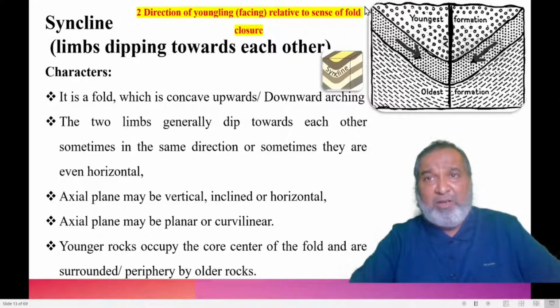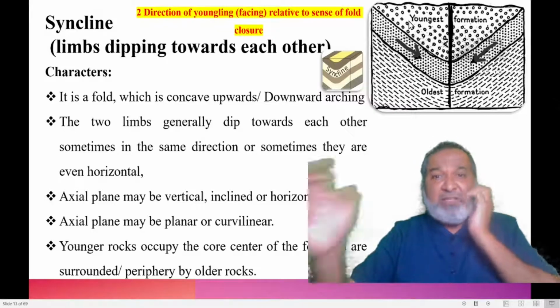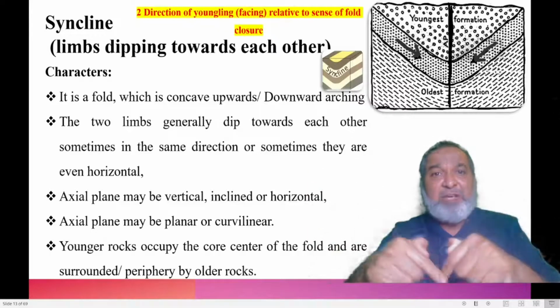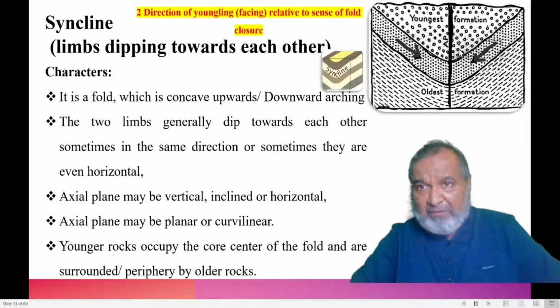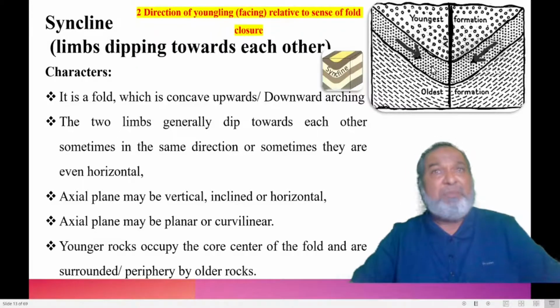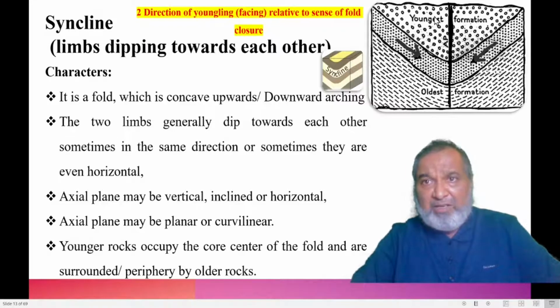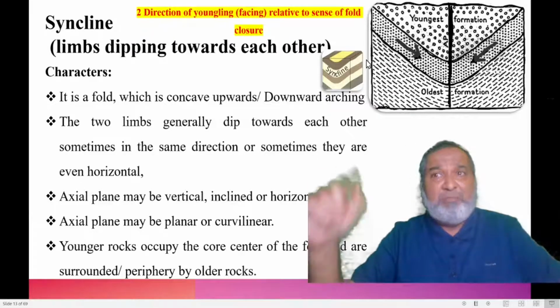The second point, concave upward. It is a concave upward. The second point, limbs are dipping towards the axial plane. This is axial plane. So limbs are dipping towards the axial plane. Third point, youngest formation at the center and oldest formation at the periphery.